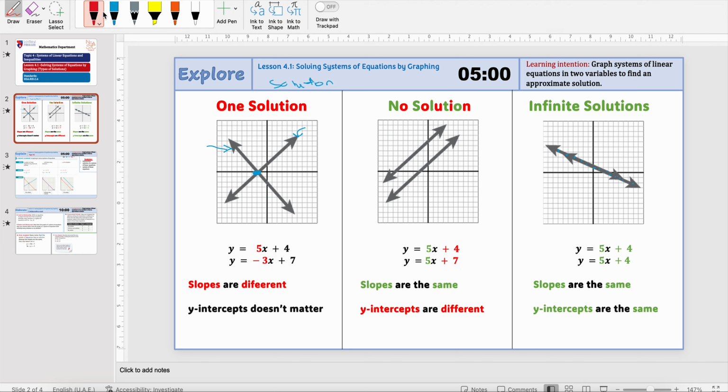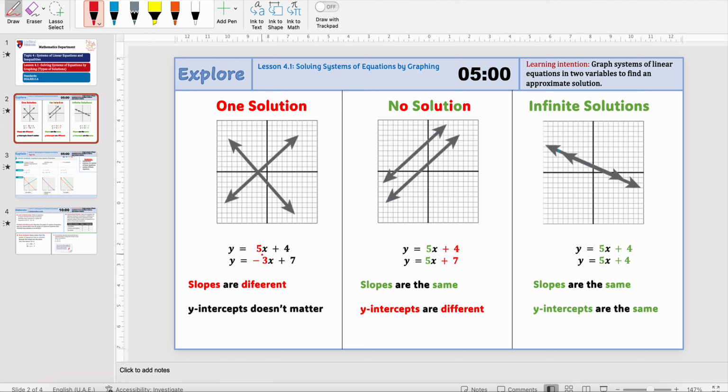Now what we want to discuss in this video as well is how I can see that in an equation. Imagine we don't have the graphs. How can I tell just by looking at the equation whether this is one solution, no solution, or many solutions? I would like to start with the one solution, because this is a very common case that we are already solving with elimination or with graphing.